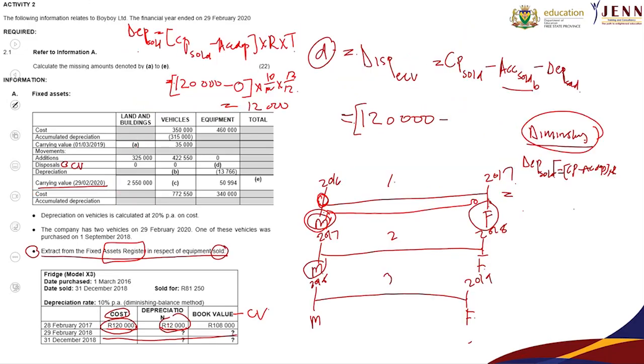Now, I will write here. Let's move to the second year. On the second year, we still have this vehicle. This vehicle, its cost price is still 120. Remember, the cost price does not change.